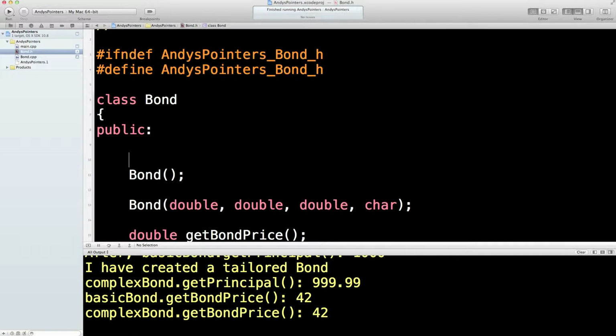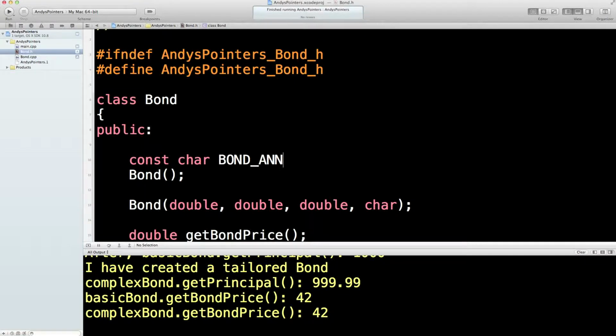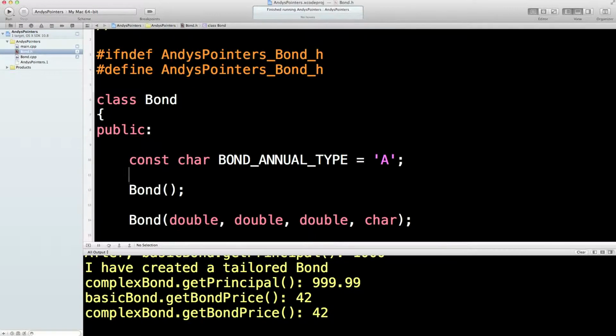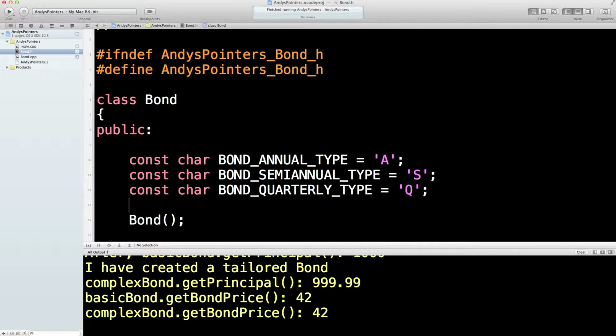So let's put a few constants in here to mark that we don't want to see an A being used throughout the program. We would like to see a string which means something. So for an annual bond, annual type will be A, bond semi-annual type will be equal to S, and we can have bond quarterly type equal to Q. That makes me feel better.